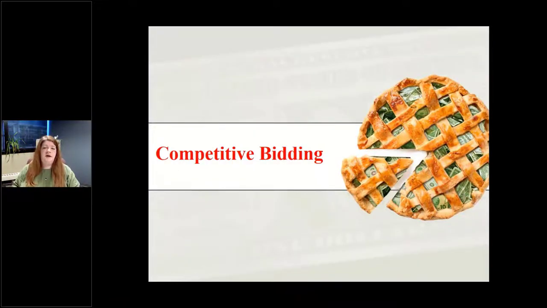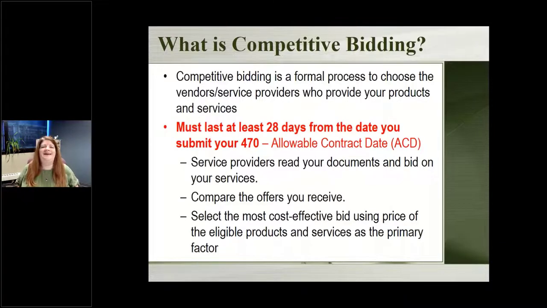So after you have submitted your form 470, you have opened up your competitive bidding process. And what is this? What is competitive bidding? Competitive bidding is a formal process to pick what service providers you're going to go to and decide what products you're going to receive. It may sound a little intimidating, but it's not nearly as bad. As I mentioned earlier, you do have to give at least 28 days from the date you submit your 470 for this competitive bidding to happen. This is the time for service providers to see what you asked for, send you their bids, and reach out to you with questions.